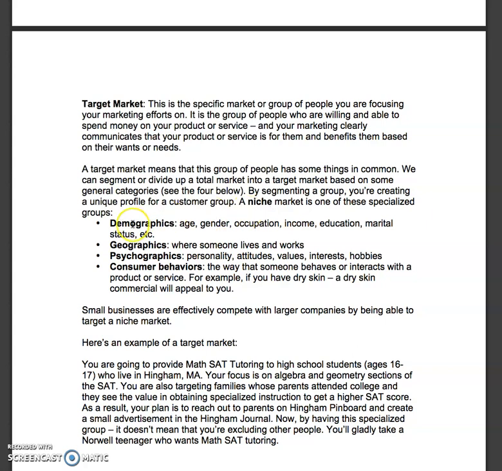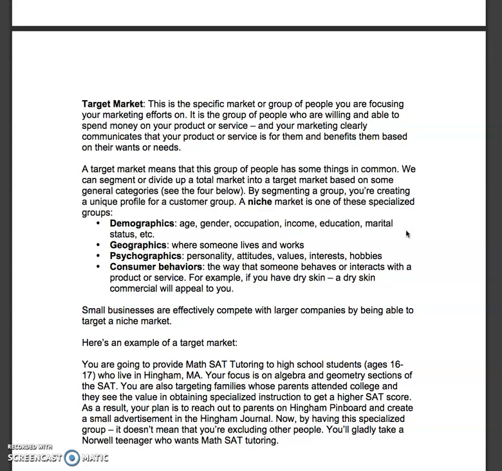So the four general categories within a target market are demographics. We're talking about things such as age, gender, occupation, income, education, marital status, and it can include religion, lots of those different categories. Geographics refers to where someone lives and or where they work. Psychographics are personalities, attitudes, values, interests, hobbies.